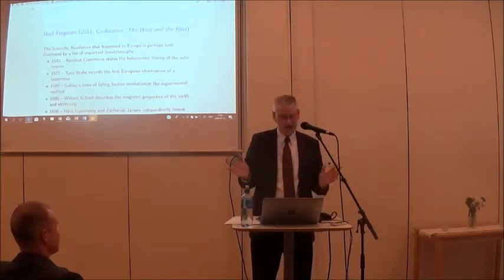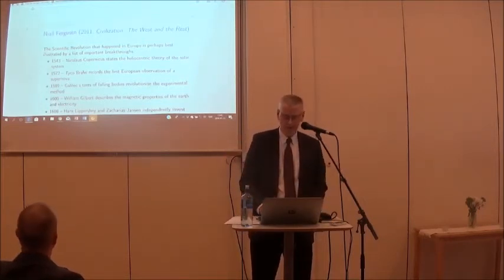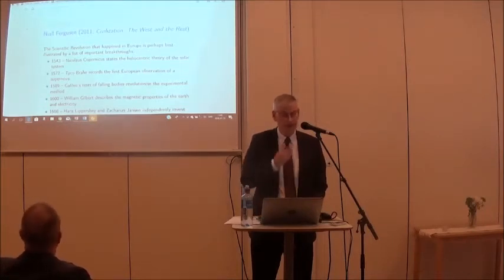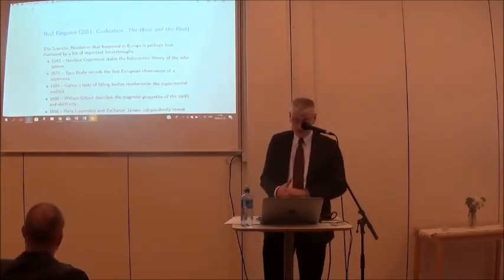Tycho Brahe recorded the first European observation of a supernova in 1572. Galileo in 1589, his tests of falling bodies revolutionized the empirical method. Gilbert describes the magnetic properties of the Earth and electricity in the year 1600.